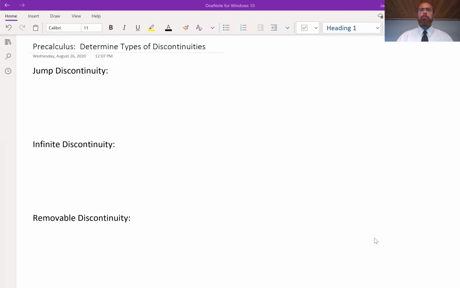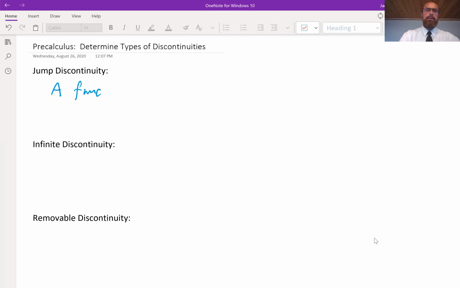Let's head over to our notes page. And I want to repeat the 3 possible types of discontinuities, give a brief definition of each one, and then just sketch an example so that we can see it graphically. So the first discontinuity that we see here is a jump discontinuity. So a function has a jump discontinuity.